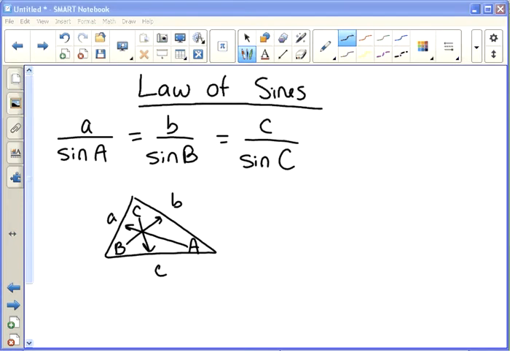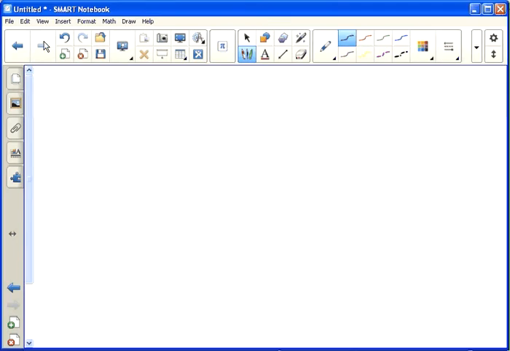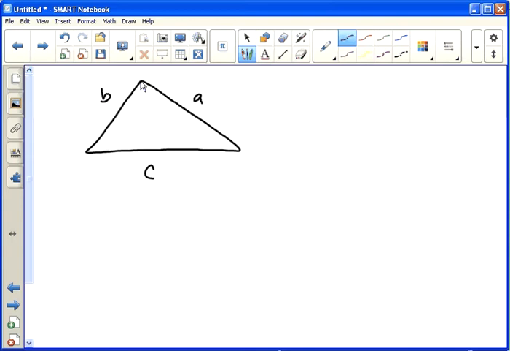I want to briefly show you how they came up with this and show you how you can actually prove this law and how they did it in the first place. So let me get a new page. We're going to draw a new triangle, and we're going to call this ABC like this. So that would be angle A, angle B, and then this will be angle C.